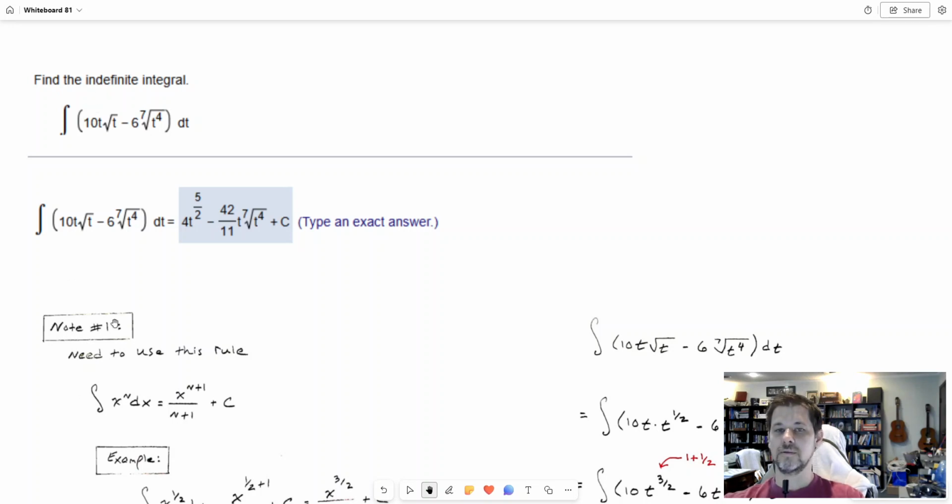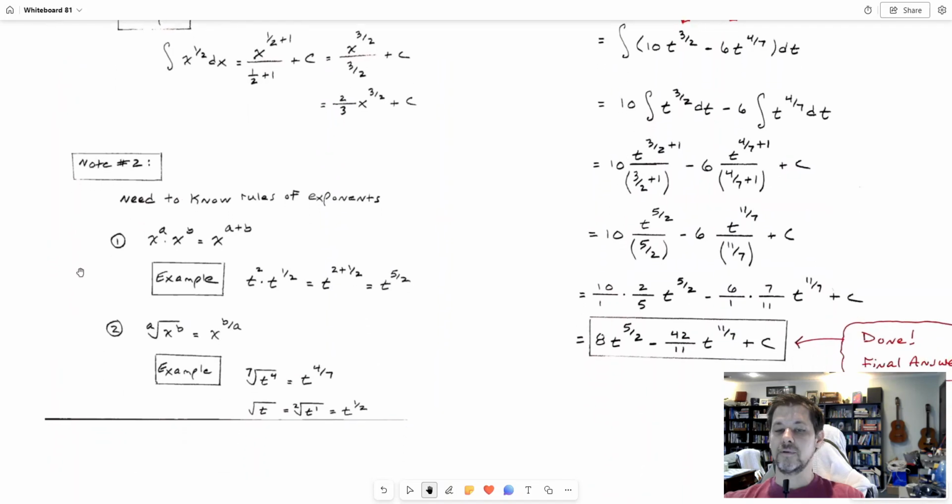Okay, so notice here I say, here's the equivalence between roots and powers. The a-th root of x to the b power is the same thing as x to the singular power b over a. So by that pattern, by that rule, if I have the 7th root of t to the 4th power, then that would be t to the power 4 over 7.